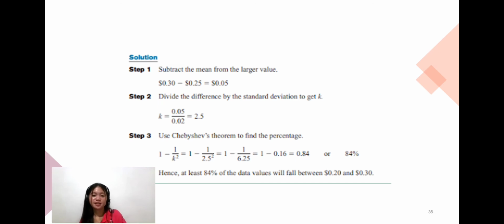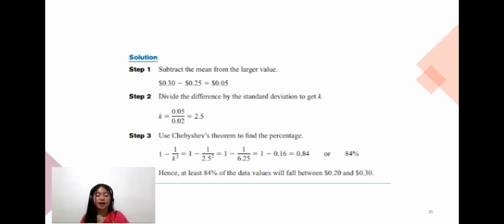What is the solution? Step 1, subtract the mean from the larger value. The larger value is $0.30 minus the $0.25 equals $0.05. Then step 2, divide the difference by the standard deviation to get K. So 0.05 divided by 0.02 is equal to 2.5.